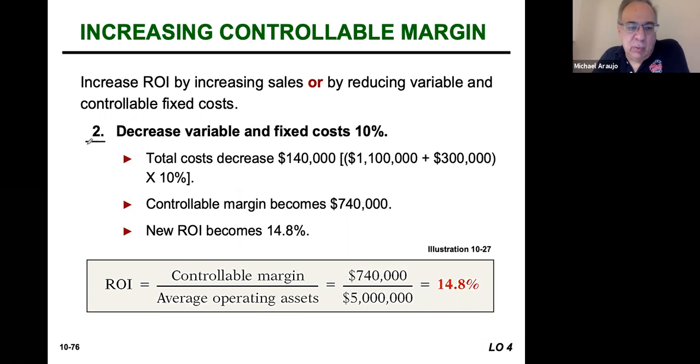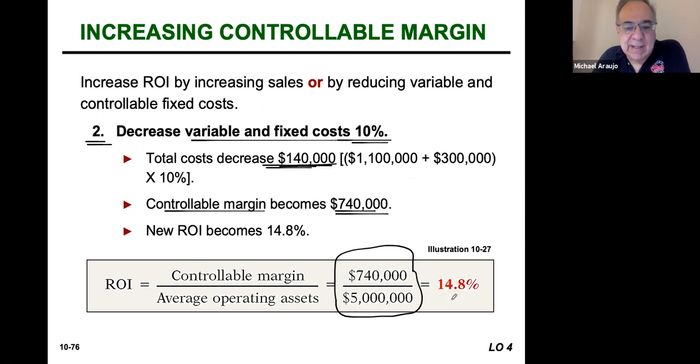You could also look at expenses. If you can't get the revenues up, get the expenses down. Let's say you decrease your variable and fixed costs by 10%. Now your costs are going to decrease by $140,000 in the example we looked at. So now your controllable margin is going to be $740,000, because by reducing costs by 140, you add that to the 600 that's already there. You still have the $5 million of average operating assets, and you boosted that number dramatically to 14.8%. That's much higher than 12%.